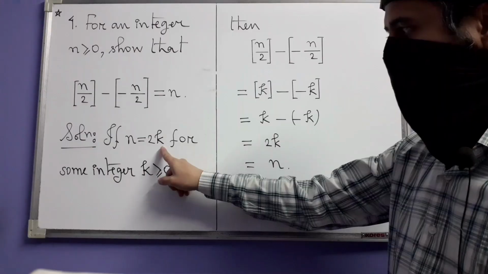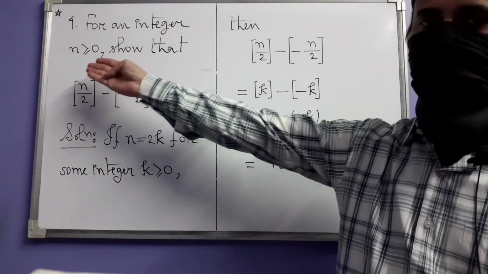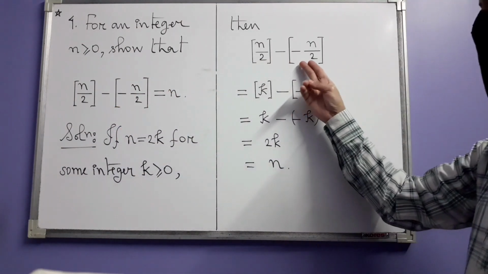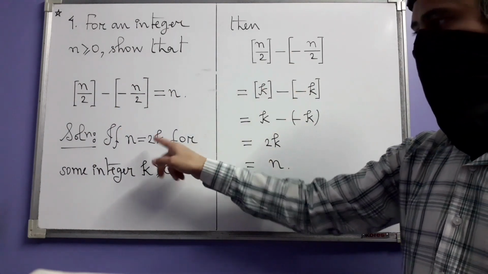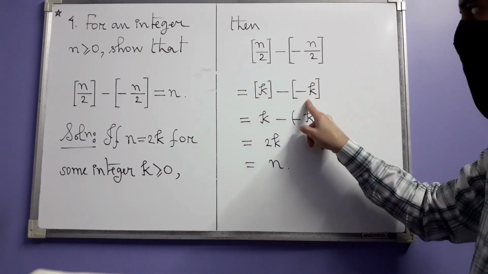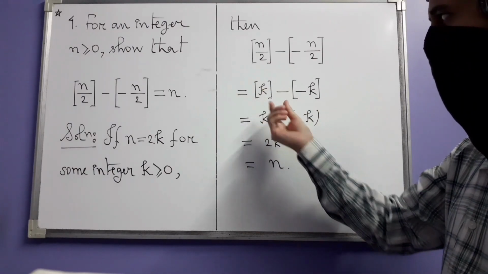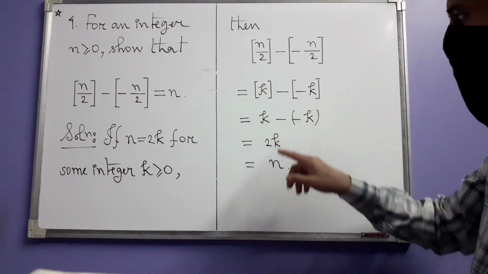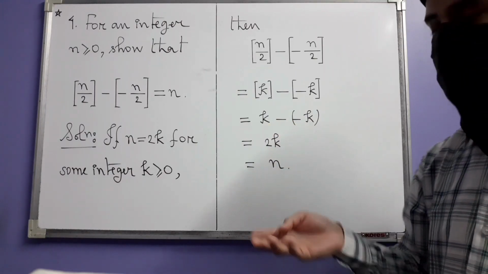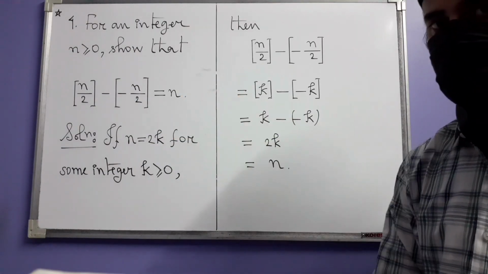So here n is 2k for some non-negative integer k. K is non-negative because n itself is non-negative. Then we consider this left hand side. So n divided by 2 is k now. So this becomes k and this becomes minus k. Because k and minus k are both integers, their floor values are themselves. So that way we get k minus of minus k, which is 2k, which is equal to n. So in this case we are really getting this.